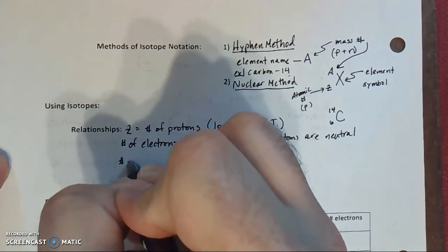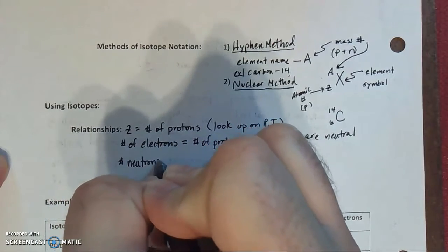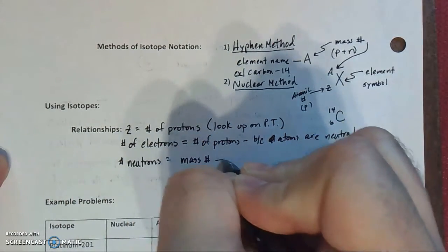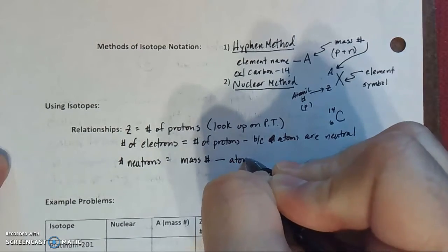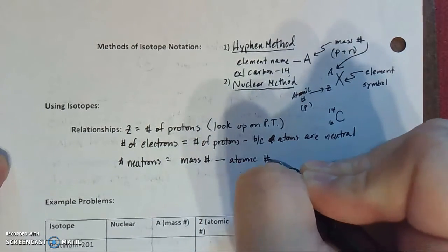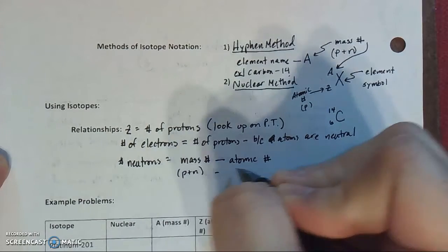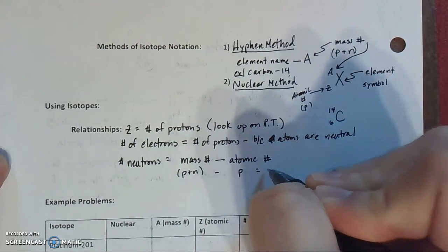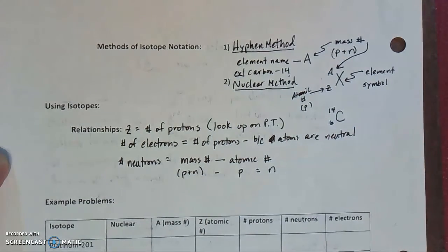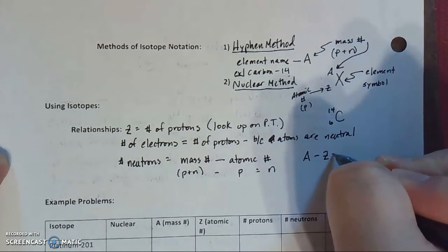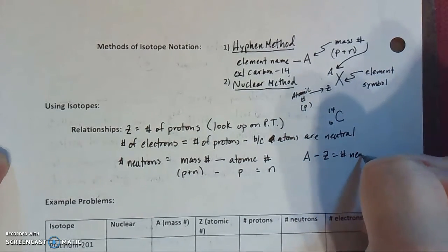In order to figure out the number of neutrons, that is going to be the mass number minus the atomic number. So protons plus neutrons minus protons is going to equal neutrons. The other way we can look at this is A minus Z equals number of neutrons.